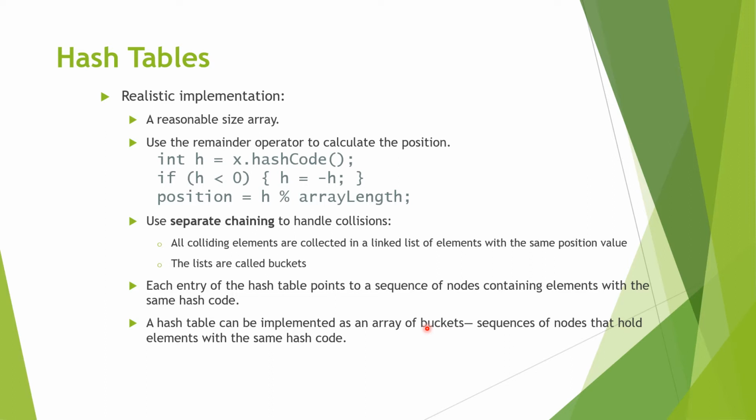So a hash table is not a weird data structure. It's an array, and we all know what arrays are. But it's an array of buckets, and each bucket is a sequence of nodes that hold elements with the same hash code. So every bucket can be implemented by a data structure like a linked list, which can store a sequence of nodes.